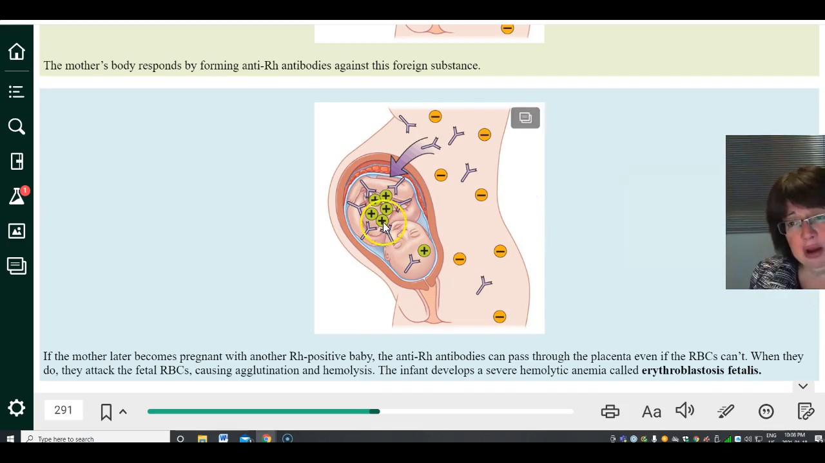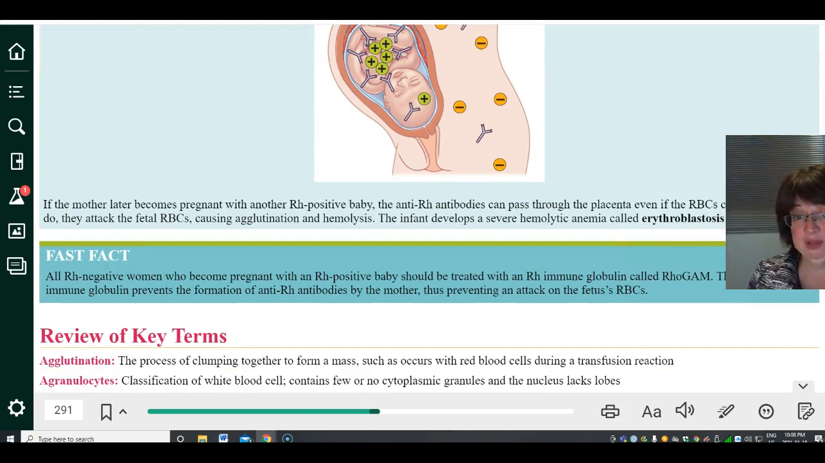Again, not a problem unless the mother is negative and the baby is positive and the blood has mixed. If both are positive, not a big deal. If both are negative, not a big deal. If the mother's positive and the baby's negative, well, that won't happen because they'll both be positive, because positive is dominant. Okay?